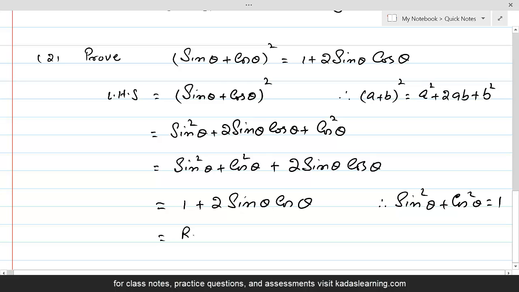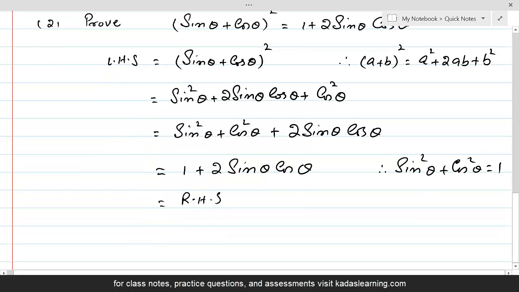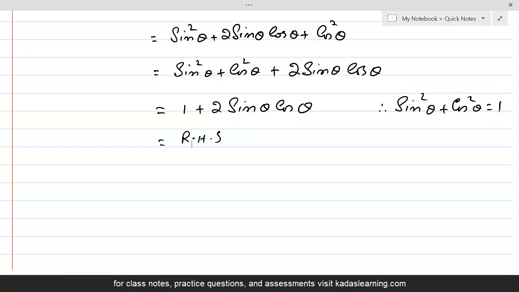This is right hand side. That's exactly what we needed to prove. Let's prove another one, and this is, let's take it third.